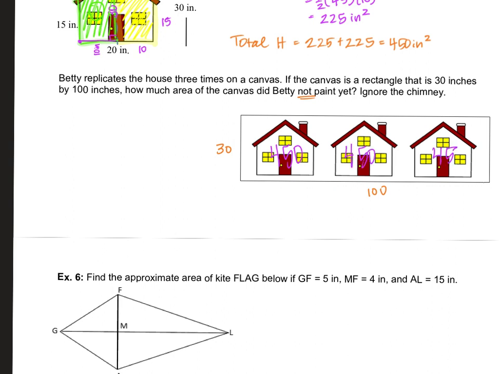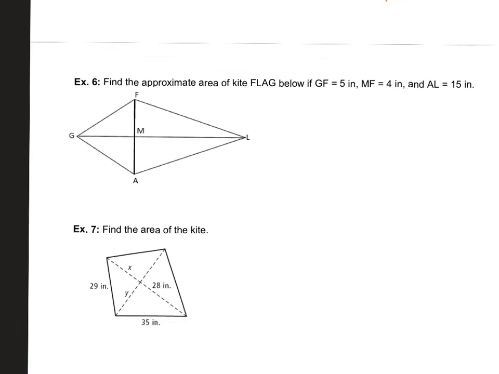So we could add all of these areas together to find out the total area that has been painted and subtract it from the total canvas. Okay, let's go ahead and move on to kites.